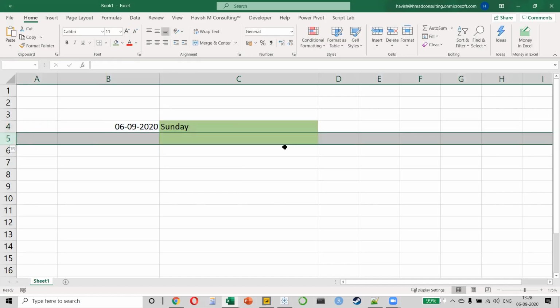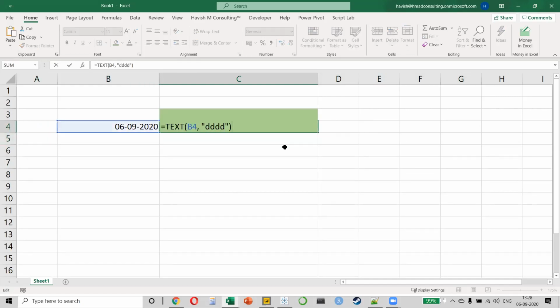In fact, let me just show you the one. It's not necessary to show you other options. This is the best one. This is how you convert it into a weekday.